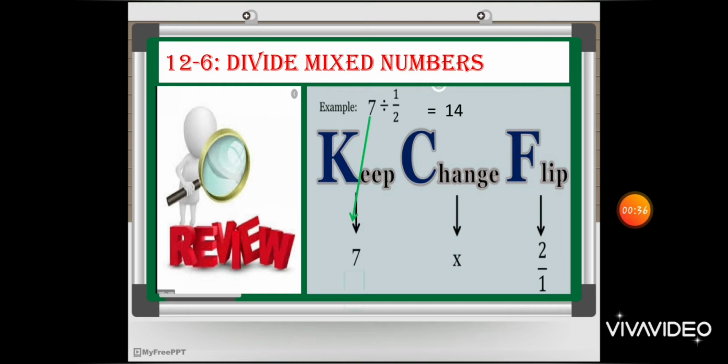First, we are going to keep our dividend, 7. Second, we are going to change our sign. So from division, it will now be multiplication. And lastly, we are going to flip our fraction divisor. So it is now 2/1. Looking at our equation, we have already 7 times 2/1, or simply 14.